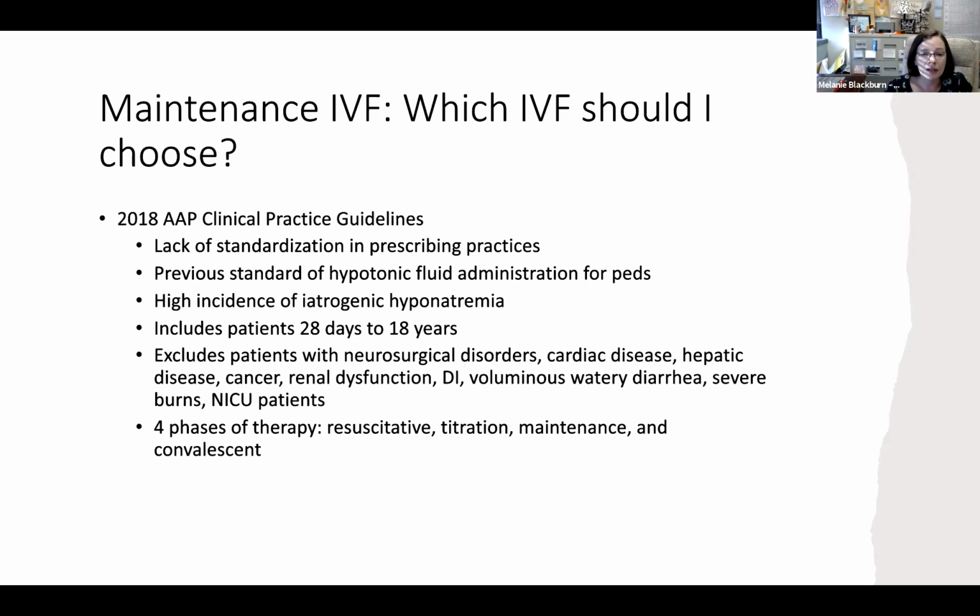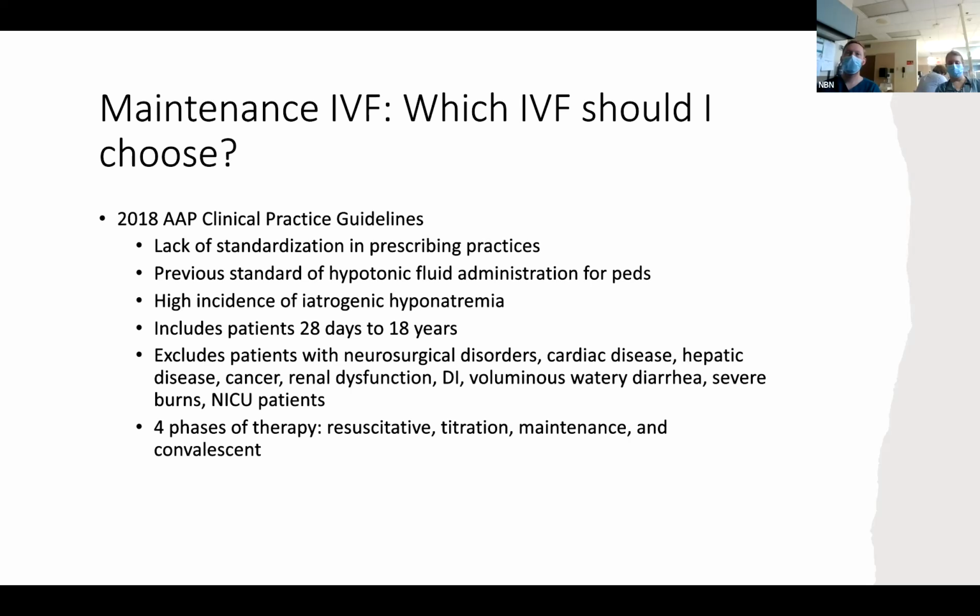When they did the studies and released the guidelines, this applies to patients a month of age to 18 years of age. So it doesn't include our neonates, which we do our fluids a little bit differently in. But once they hit a month of age, up to adolescence and past, this guideline is applicable. They excluded patients with some underlying disorders: neurosurgical disorders, cardiac disease, hepatic disease, cancer, renal function issues, DI, lots of watery diarrhea, severe burns, and NICU patients. That's because their sodium levels will probably be a little abnormal, and you're going to have to do something different with their maintenance fluids.